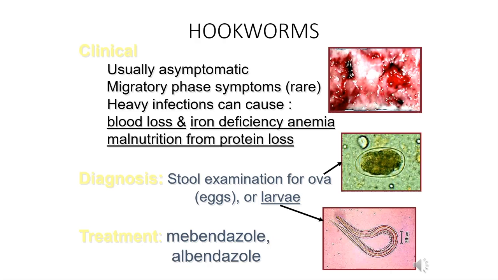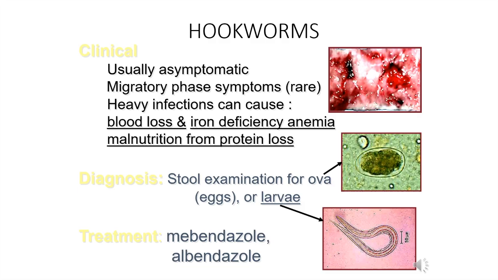Clinically, it is usually asymptomatic again. The migratory phase is rare. We don't notice Loeffler syndrome with it, no. Heavy infections can cause, as I said, blood loss and iron deficiency anemia. Malnutrition from protein loss can also occur in children, and most of those children in the underprivileged areas may have malnutrition anyway as well.